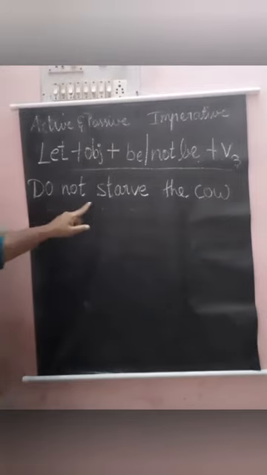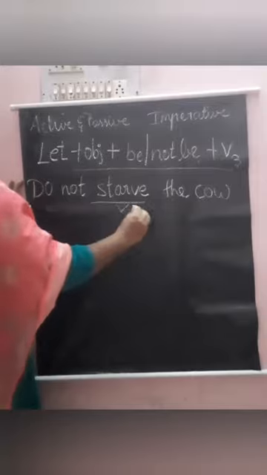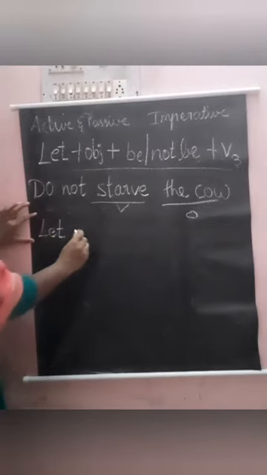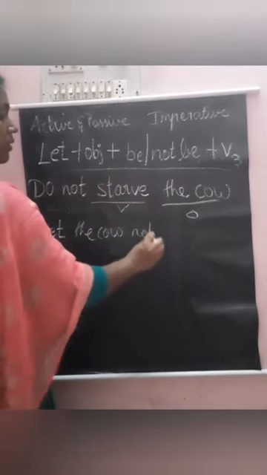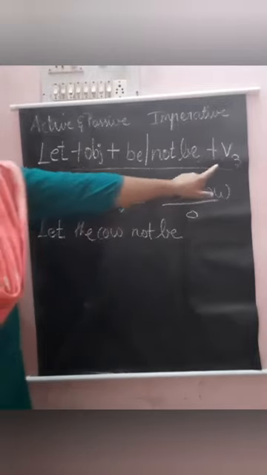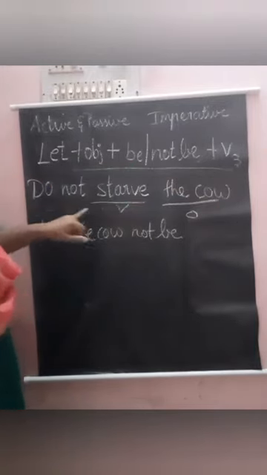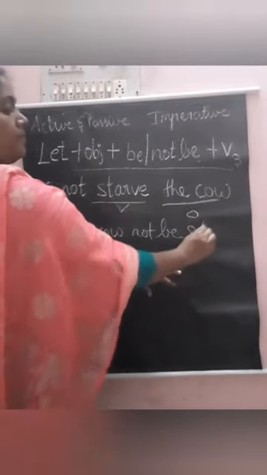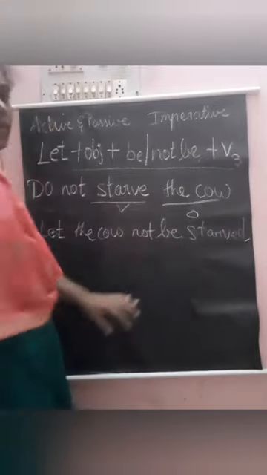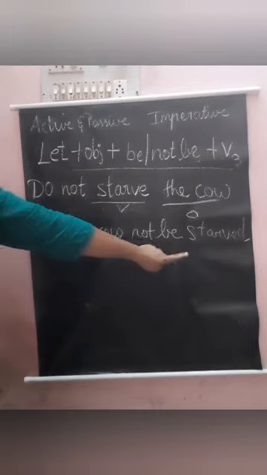Next example. Do not starve the cow. For this, do not only, we have the rule not to be. You have to use not to be. So find the verb, object, the cow. As per rule, let, object comes to the front, let the cow. We have to use be or not to be. Since do not form is there, we have to use not to be. Let the cow not be V3. We have to use third form of the verb, starve. Let the cow not be starved.